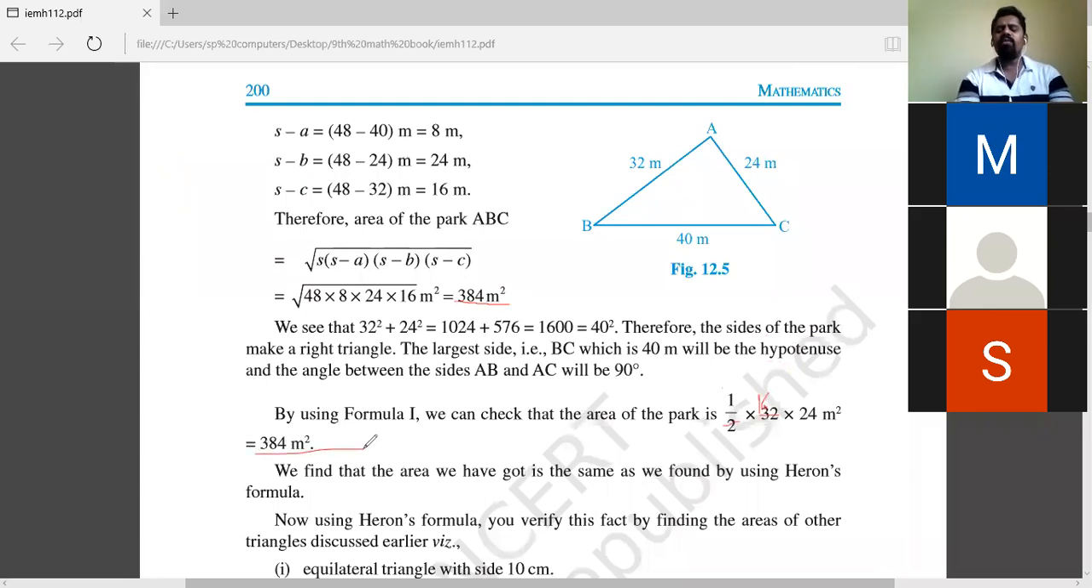So why are we able to solve this problem using Heron's formula, and also the basic formula? Because we found the height using Heron's formula. No, we did not find the height using Heron's formula. We found only the area of the triangle. We don't know the height of the triangle at all.